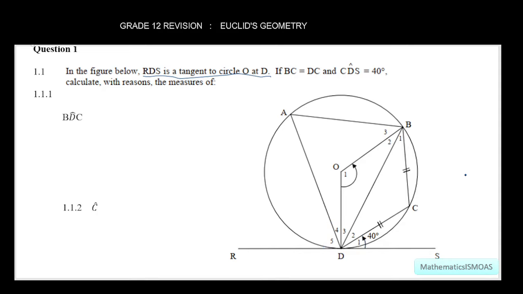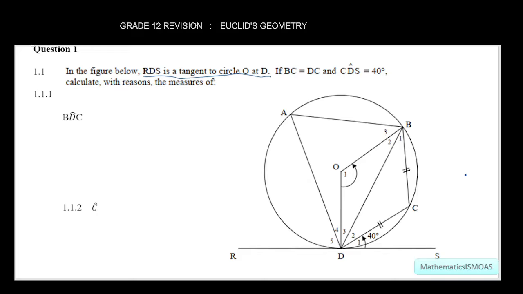Okay. Then they say if BC is equal to DC. Therefore, when you look at triangle BDC, triangle BDC is an isosceles triangle. BC is equal to CD, therefore angle B1 will be equal to angle D2, angles opposite equal sides. And angle CDS is equal to 40 degrees. All right. That is what we got from the statement that we are given.